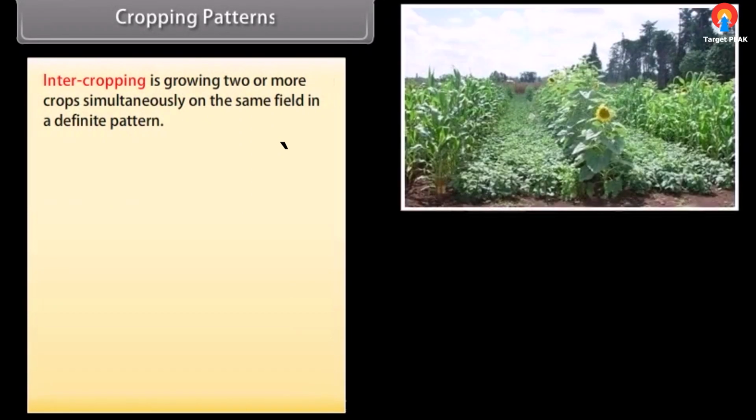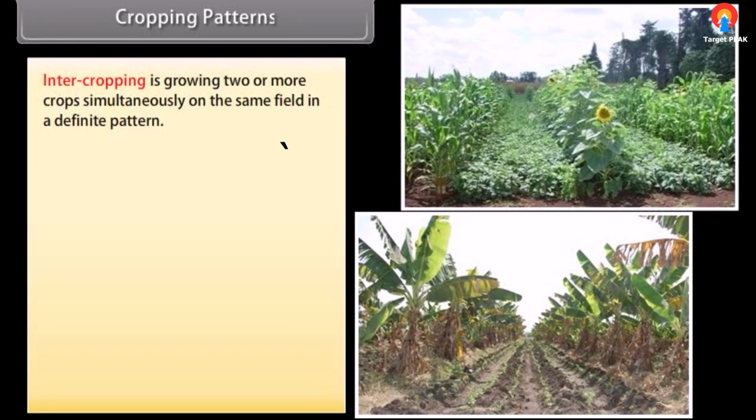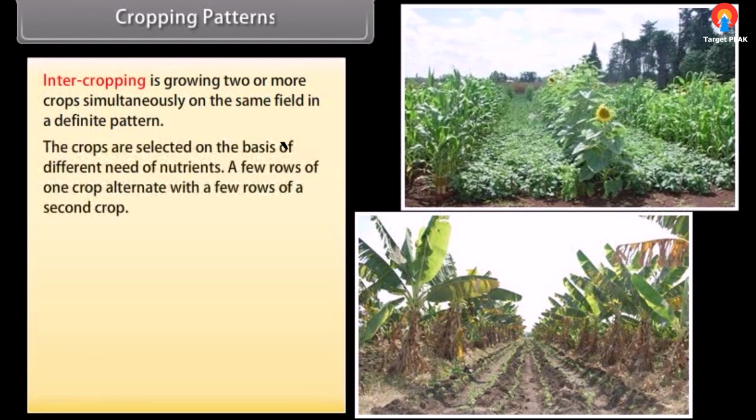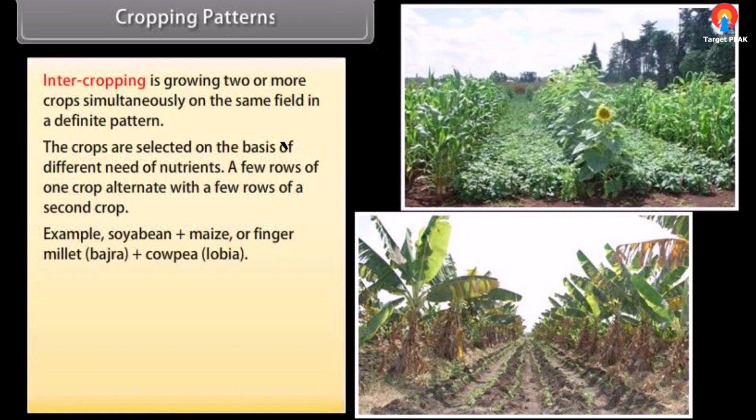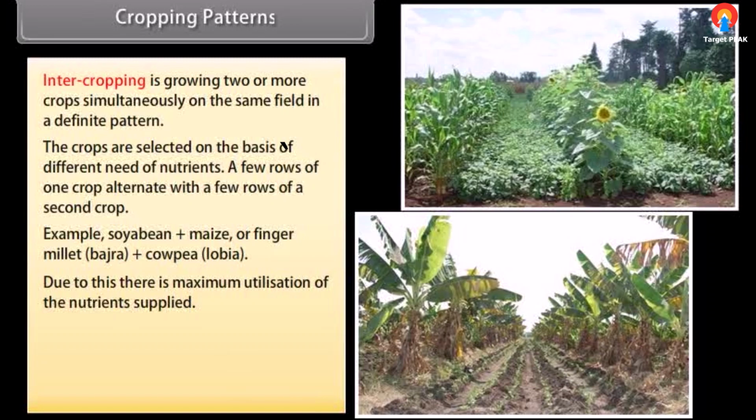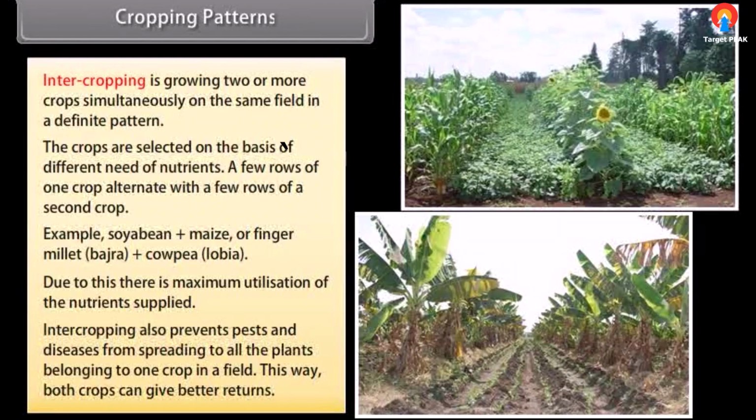Intercropping is growing two or more crops simultaneously on the same field in a definite pattern. The crops are selected on the basis of different need of nutrients. A few rows of one crop alternate with a few rows of a second crop. Example, soybean plus maize, or finger millet (bajra) plus cowpea (lobia). Due to this, there is maximum utilization of the nutrients supplied. Intercropping also prevents pests and diseases from spreading to all the plants belonging to one crop in a field. This way, both crops can give better returns.